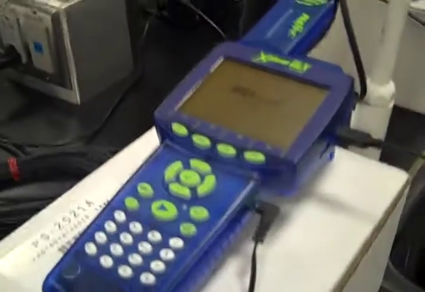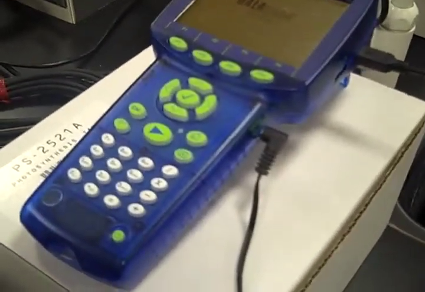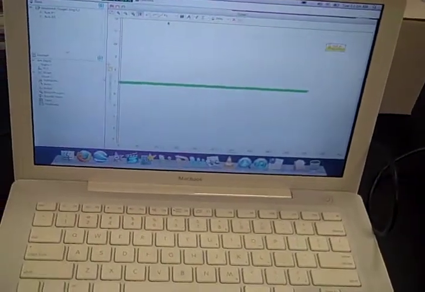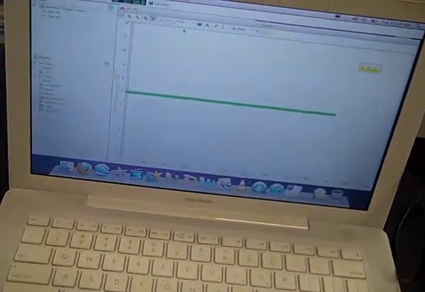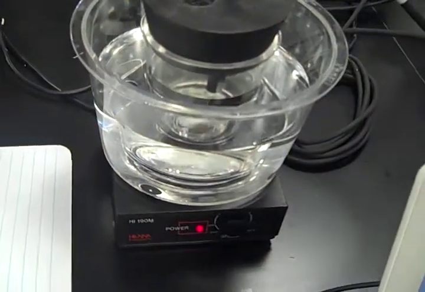Here we have a GLX, which is monitoring the level of dissolved oxygen in the water tank. It's connected to a USB cord, which is connected to the laptop. And on the laptop, we're using Data Studio to keep our records. And over here, we have the water tank. Inside of it, there's the magnetic stir bar.